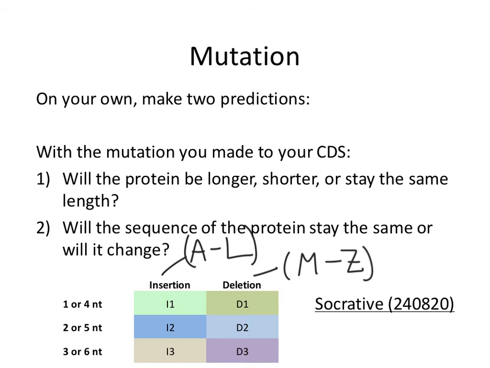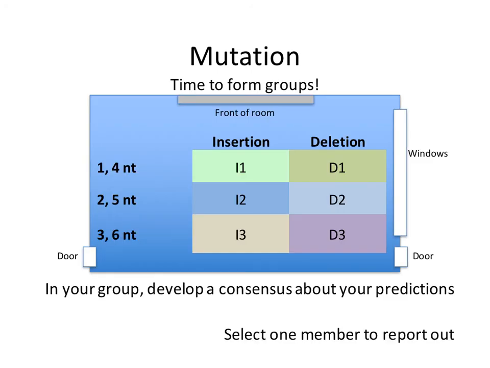Let's get into groups, though. So here's a map of the classroom. So we're looking at the front of the class is at the top here, up by me, front of the room. So I want everybody who is inserting, if you chose to insert 1, if you're in group I1, 1 or 4 nucleotides come up in this area. Behind them would be insertions of 2 or 5. Behind them at the back, insertions of 3 or 6, and then deletions. Okay? Couple minutes, then we come back together and we're going to find out what everybody predicted.